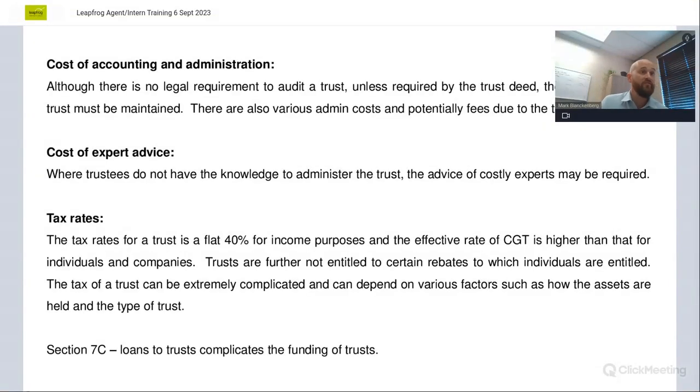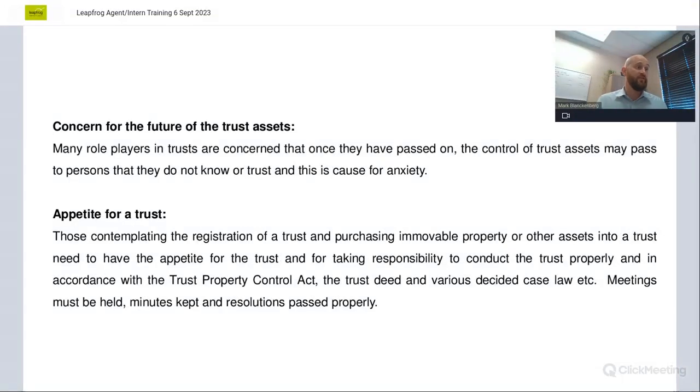Okay, and then guys, aside from that, of course, with trusts, you've got to have them audited every year. So you've got those additional costs. You generally need expert advice in setting them up and in running them. So there's going to be additional costs in that. And then, of course, we've touched on the tax rates as well.